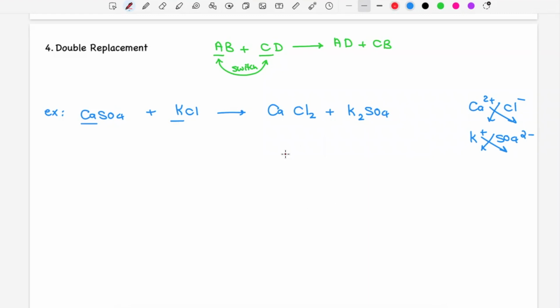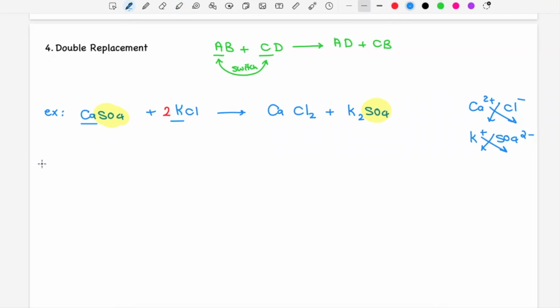Now we can start with the balancing. So 2 Cls on the right, I put a 2 here. 2 potassiums on the right, 2 potassiums on the left. Calcium is good. Sulfate is good. As I said, with sulfate, always imagine it as one thing. There's 1 SO4 on the left, 1 SO4 on the right. So we're good. This is how you balance this equation.